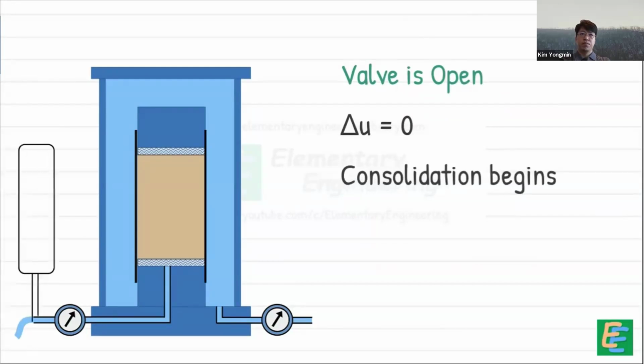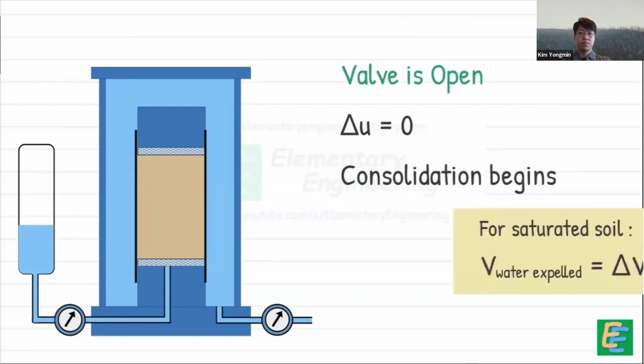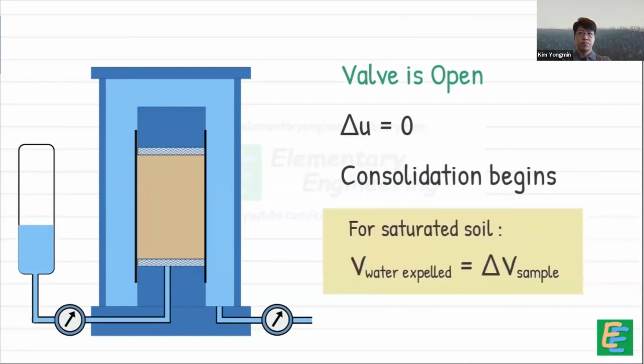Instead, we attach a volume change measurement system to the cell. The amount of water expelled from the sample is measured in a burette attached to the system. For a saturated soil sample, this measured volume of water is equal to the change in the volume of the soil sample. This assumption is quite valid in our soil mechanics.